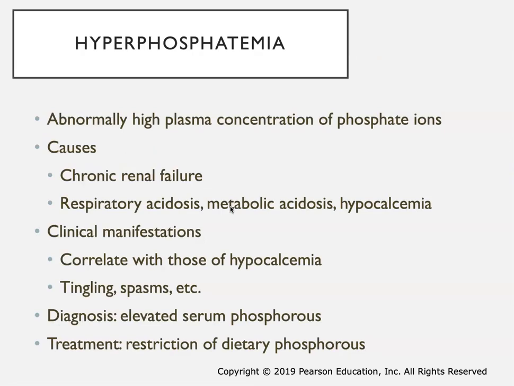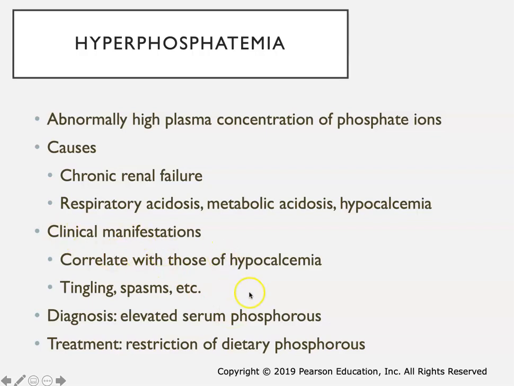All right, what happens if you have too much phosphate, okay? So some causes of that: chronic renal failure, respiratory acidosis, metabolic acidosis, hypocalcemia. These can all cause an increase in phosphate, okay? Again, we said that phosphate plays a major role in maintaining the pH of the blood, okay? So if we're talking about respiratory acidosis or metabolic acidosis, right, these are conditions where the blood pH drops too low, okay? And so these will affect phosphate levels.